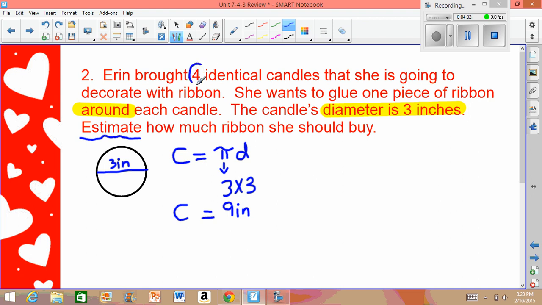But if we go back up to the top, it said she bought 4 candles. So we have to take this 9 and we have to multiply that by 4 for the 4 candles that she's buying to put the ribbon around. So 9 times 4 gives us a total of 36 inches that she would need to go around her 4 candles. Okay? So please pause here to record any information that you need for this problem.